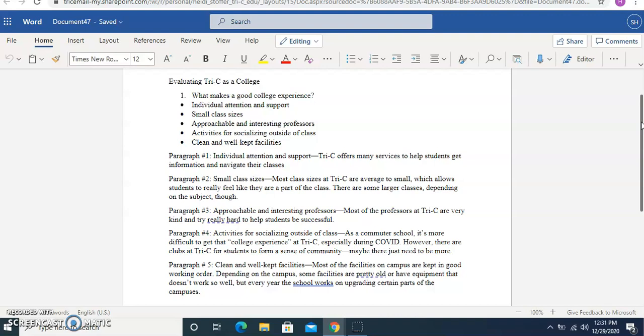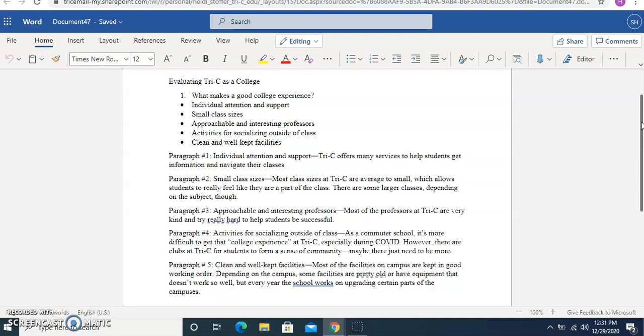So most class sizes at Tri-C are average to small, which allows students to really feel like they're part of the class. There are some larger classes, though, depending on the subject. So again, I could say maybe for certain classes, we need smaller class sizes, but for the most part, those class sizes are pretty good.